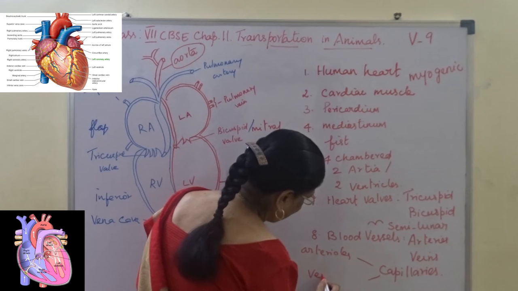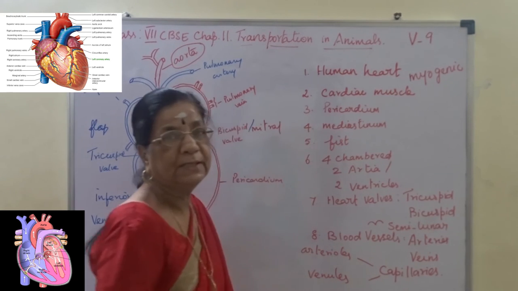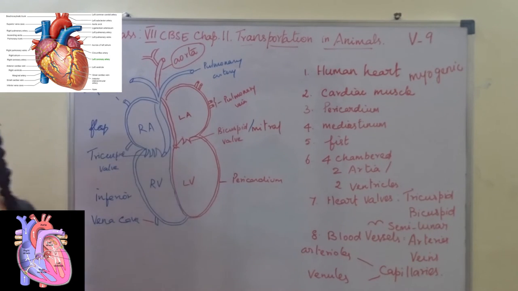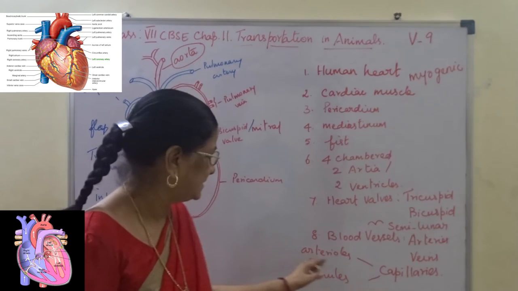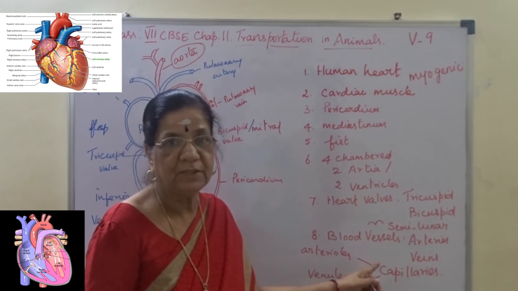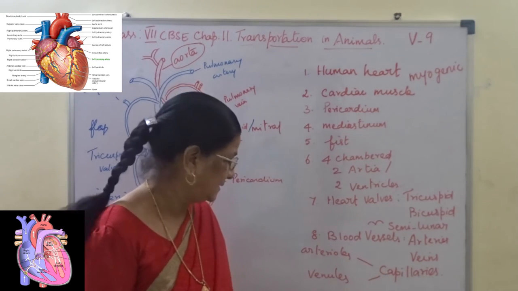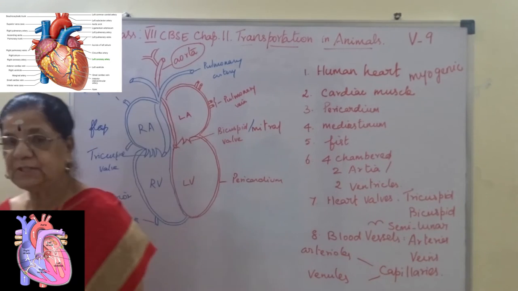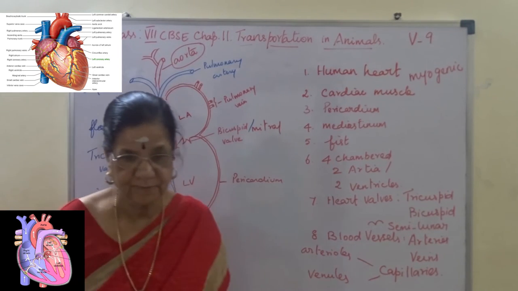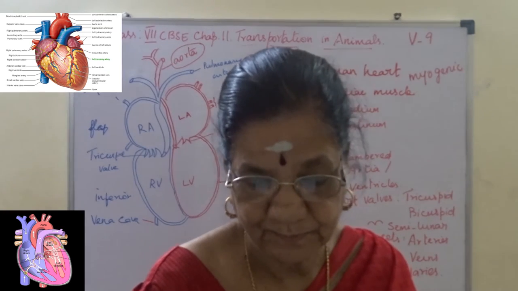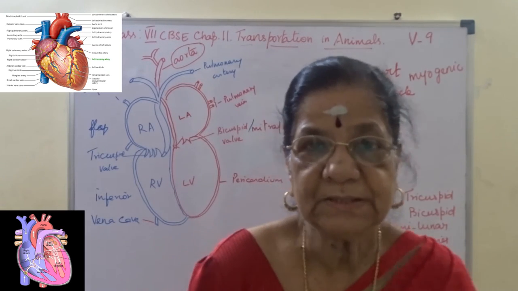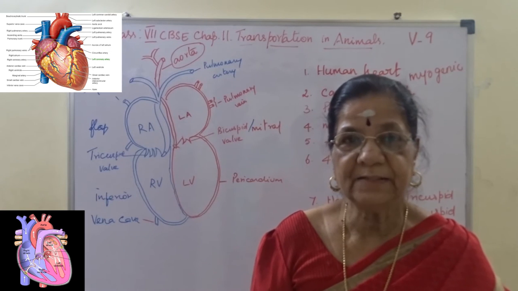Same way, veins are ending in fine capillaries, that is called venules. I hope you are able to follow this. What I said, as arteries, they are ending in fine capillaries, they are called arterioles. Same way, veins are ending in fine capillaries, they are known as venules. I hope you understand. So now this artery, first difference between arteries and veins.